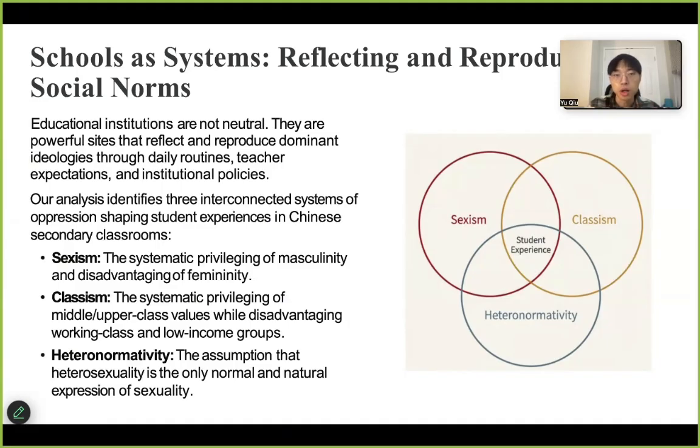So I will be talking about gender oppression and socio-economic oppression. The definition of sexism is the systematic privileging of masculinity and disadvantage of femininity. Classism, the systematic privileging of middle upper class values while disadvantaging working class and low income groups. Heteronormativity, the assumption that heterosexuality is the only normal and natural expression of sexuality.